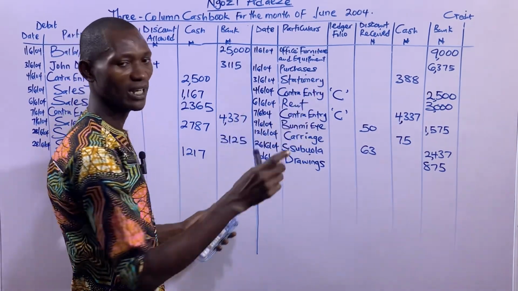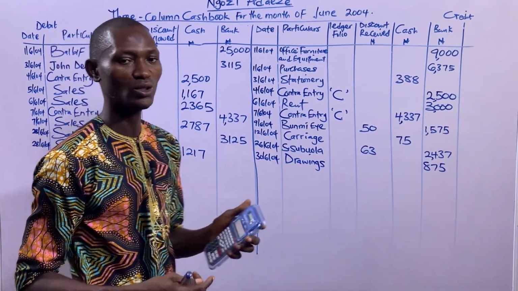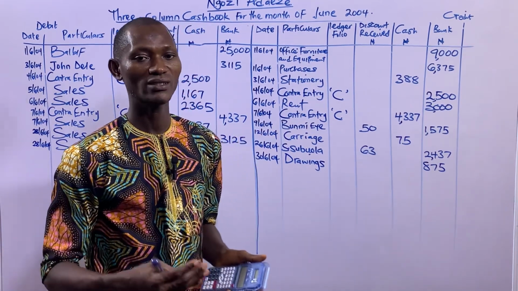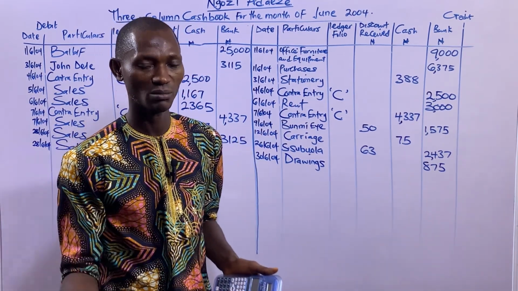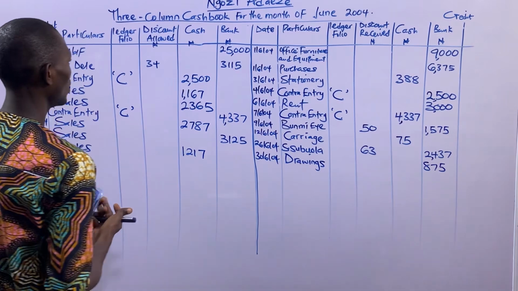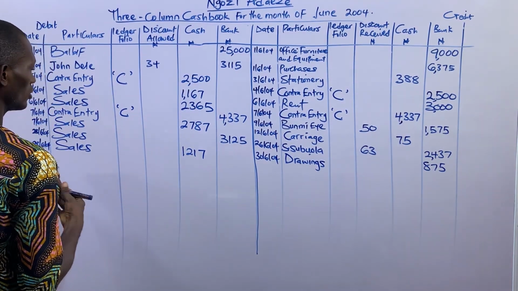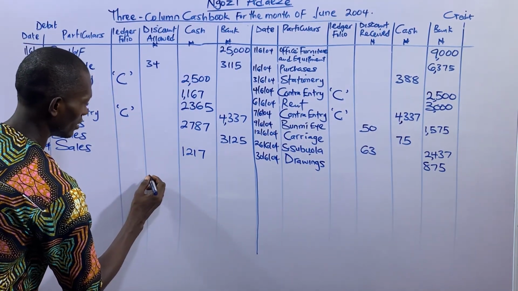But for cash and bank, you will use it to balance so that you know the cash balance in hand and cash balance at bank. So let's go now. For discount, the total now. So let's have it here.